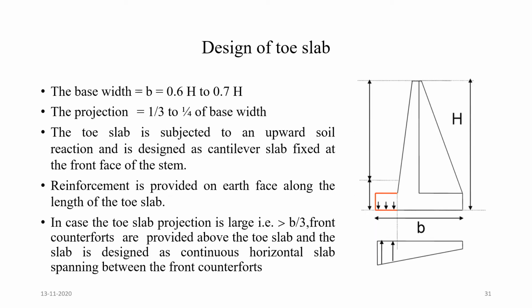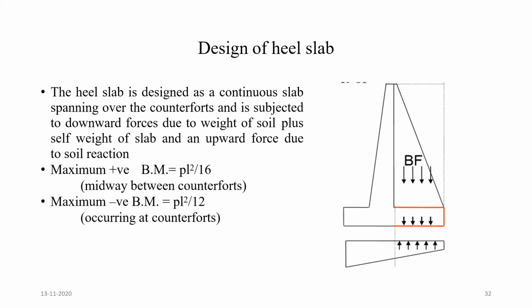Next one is design of toe slab. The base width B equals 0.6h to 0.7h. The projection equals 1/3 to 1/4 of the base width. The toe slab is subjected to an upward soil reaction and is designed as a cantilever slab fixed at the front face of the stem. Reinforcement is provided at the face along the length of the toe slab. In case the toe slab's projection is greater than B/3, front counterforts are provided above the toe slab, and the slab is designed as a continuous horizontal slab spanning between the front counterforts.